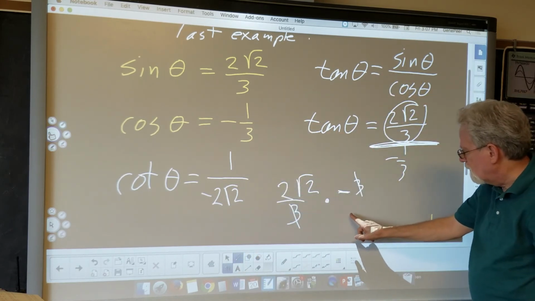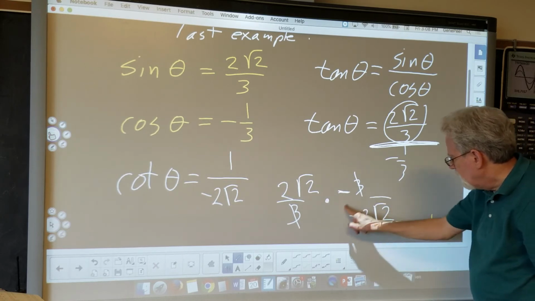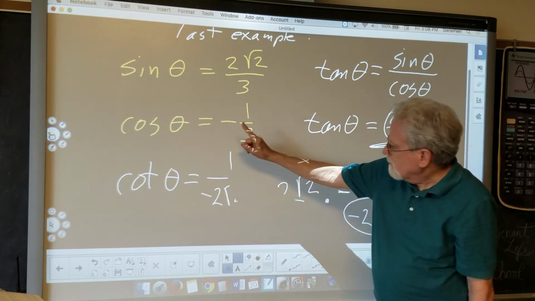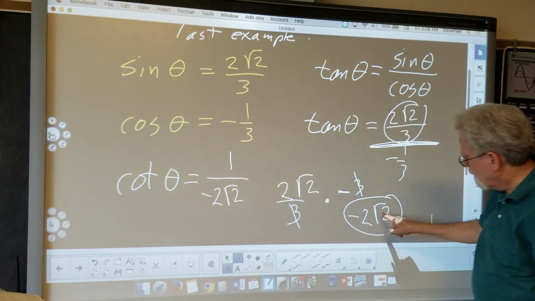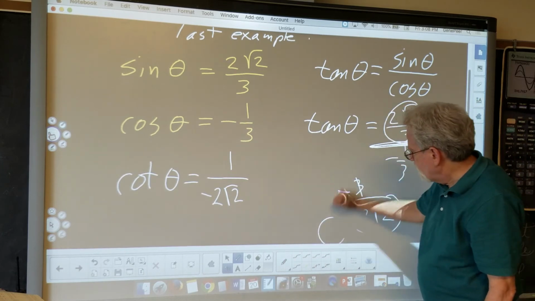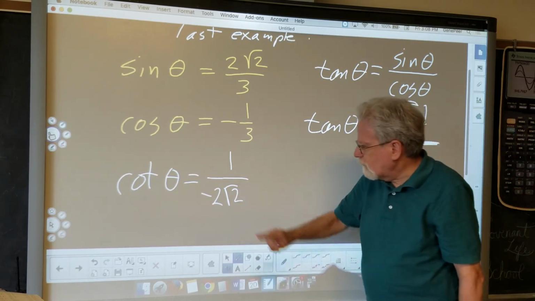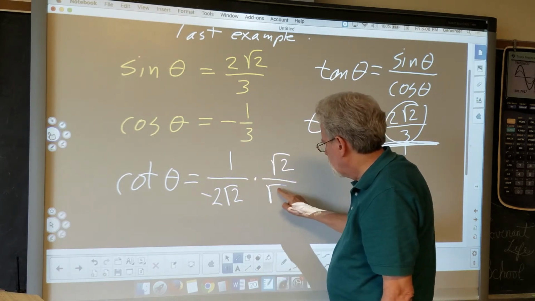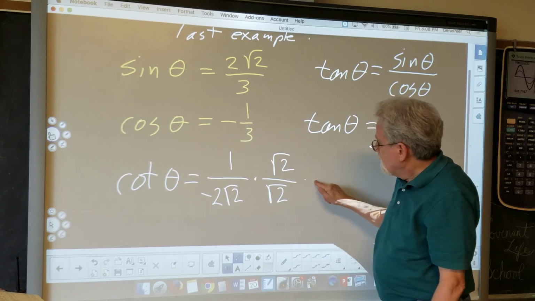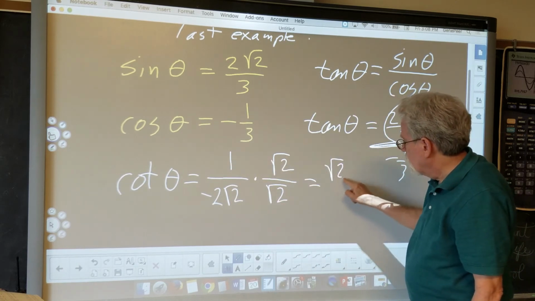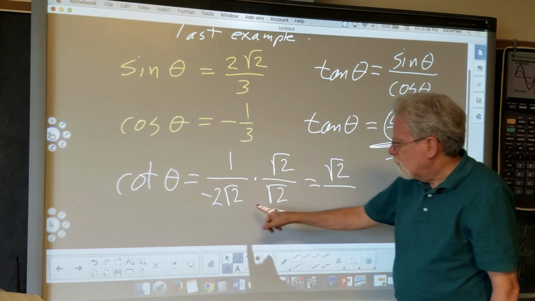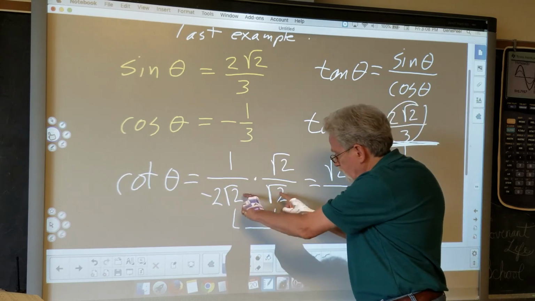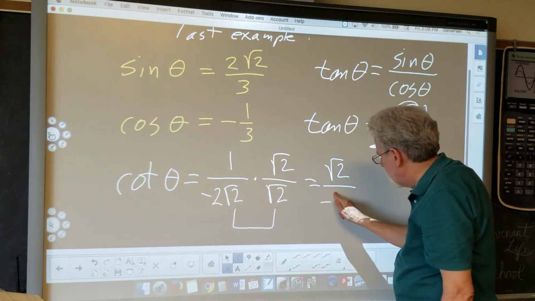I never did write the answer here. Negative 2 square root of 2. So we just want the reciprocal of tangent. There's tangent. So I want the reciprocal of that. But then, of course, we haven't reviewed this yet today. Here we go. How do you get that radical out of the denominator? You multiply by square root of 2 over square root of 2. Numerator, square root of 2. Denominator, be careful here. What's square root of 2 times square root of 2? That's right. 2. 2 times negative 2 being negative 4.